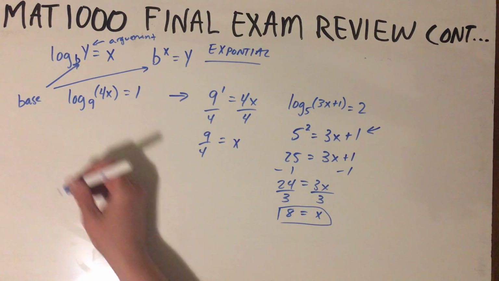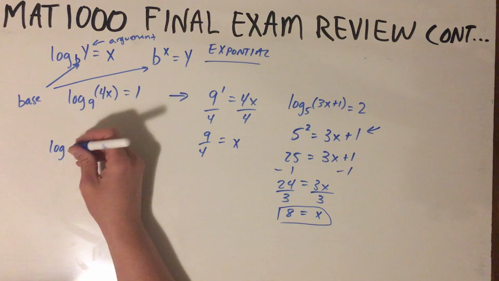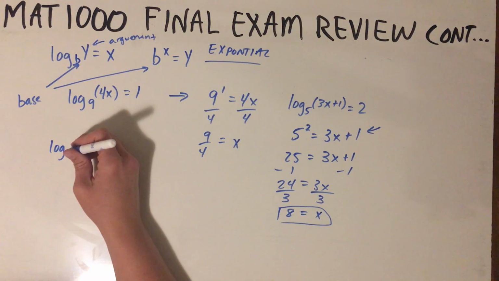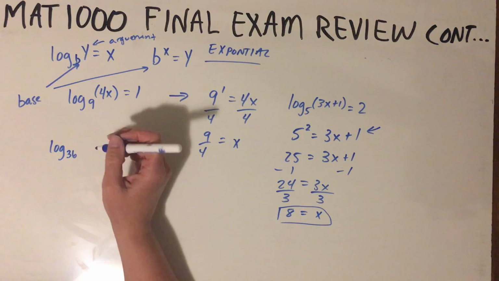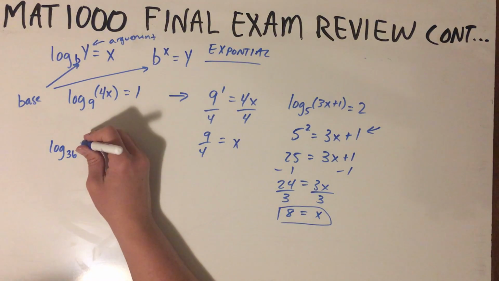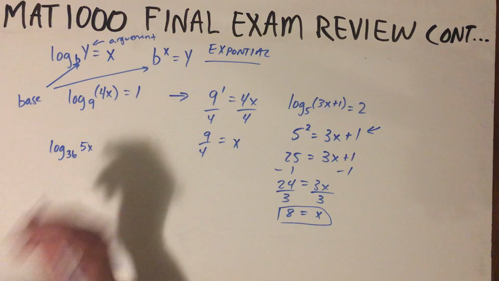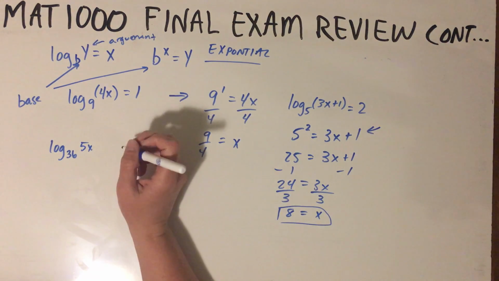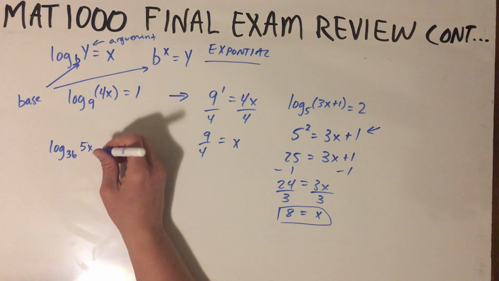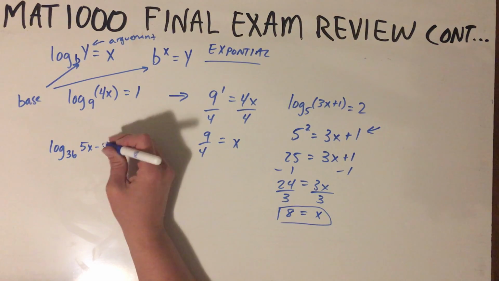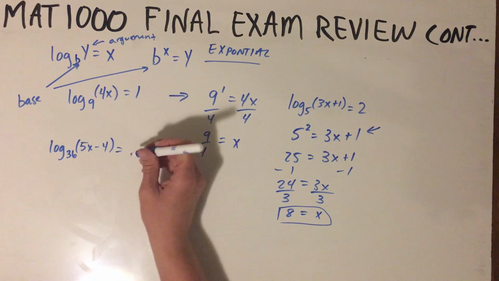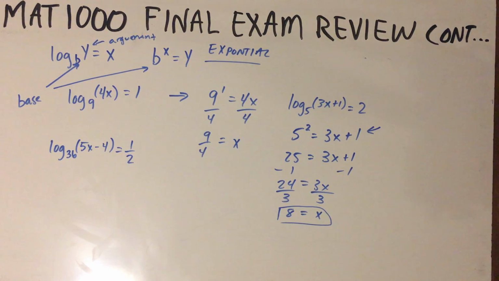All right, so let's do one more. Let's say that log base 36 of 5x minus 4 for the argument is going to be equal to 1/2.